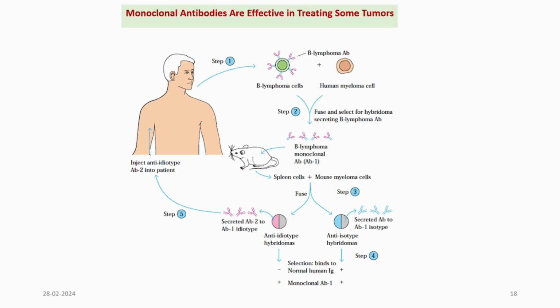There are monoclonal antibodies that are very effective in treating some tumor cells. For example, the monoclonal antibody against HER2 receptor is very successful.